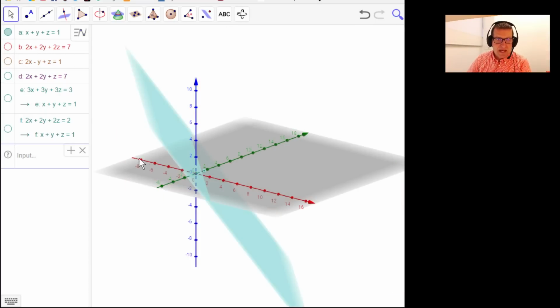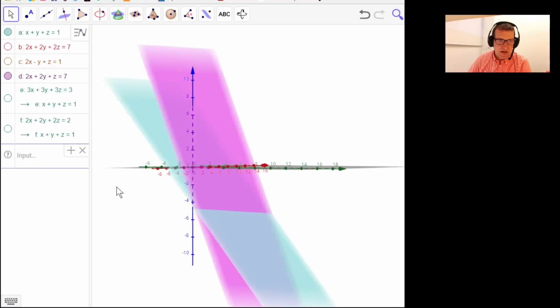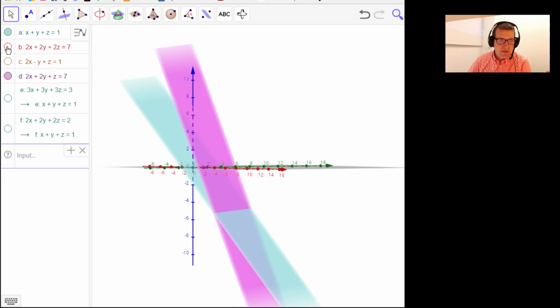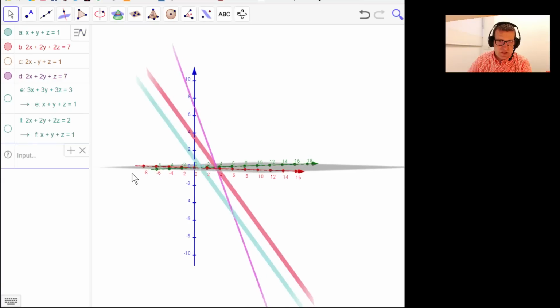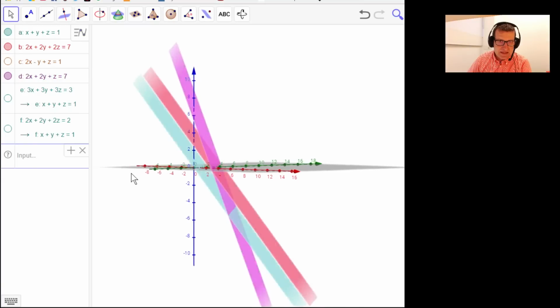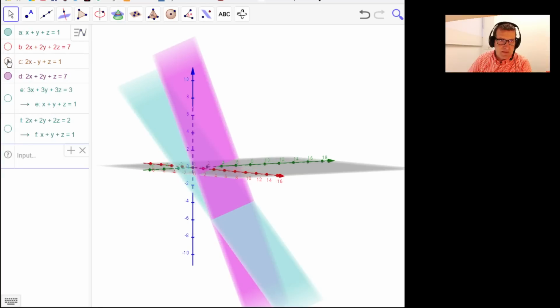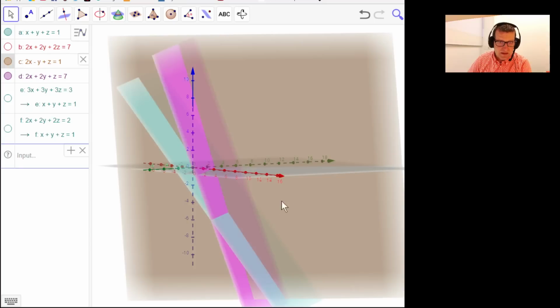What about this plane and this plane? So you can see they cut along a line, and then let's put in a third plane like that. So you can see they're definitely not touching at the same point. So 2 of the planes intersect with each other. But if I take that one off and put that one on, what happens then?